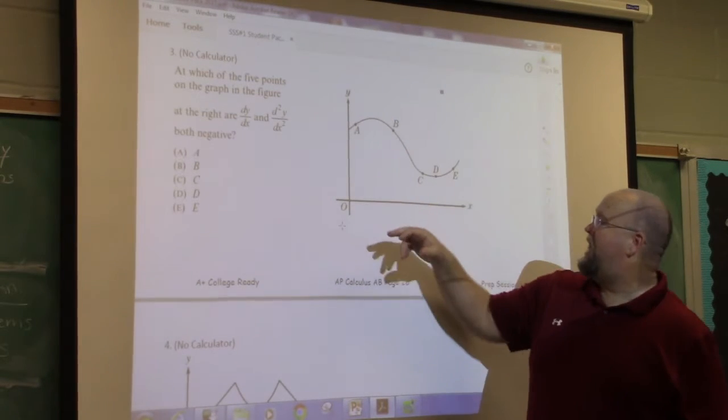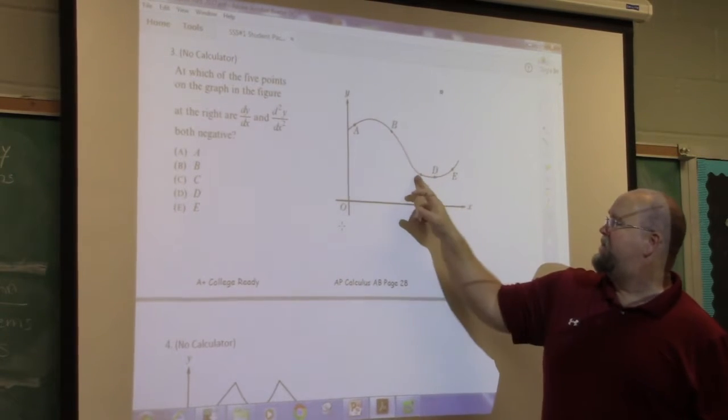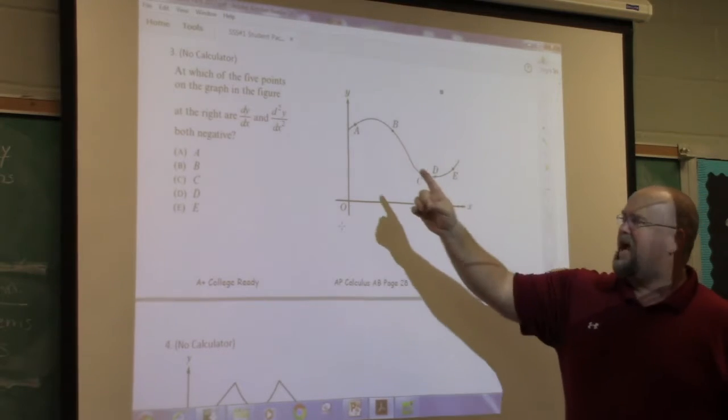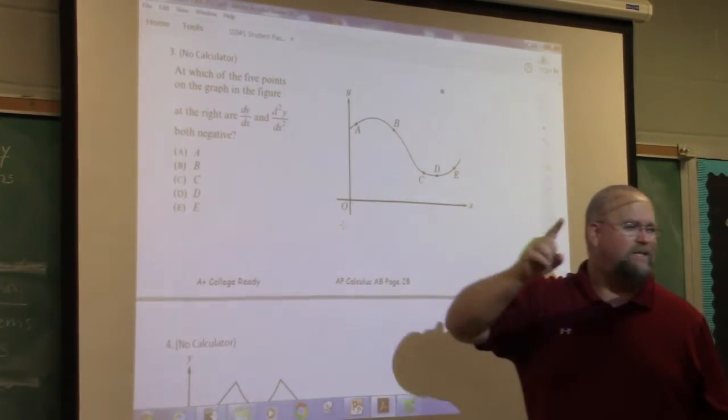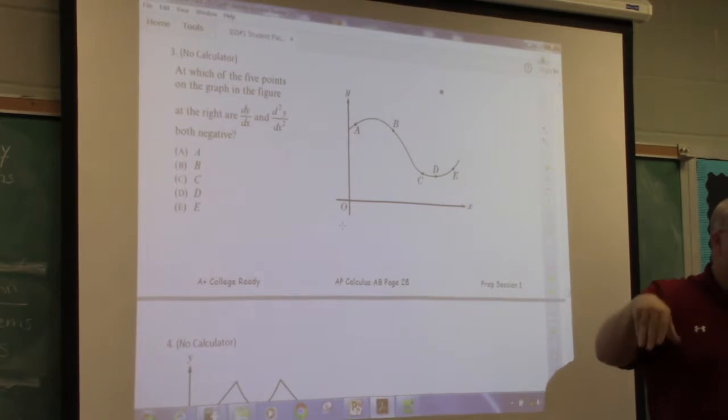So we're done with A, we're done with D, we're done with E. It's either B or C right now. These are the only 2 places up here where that function is decreasing. And if the second derivative is negative as well, what does that mean about the function? It's got to be concave down.